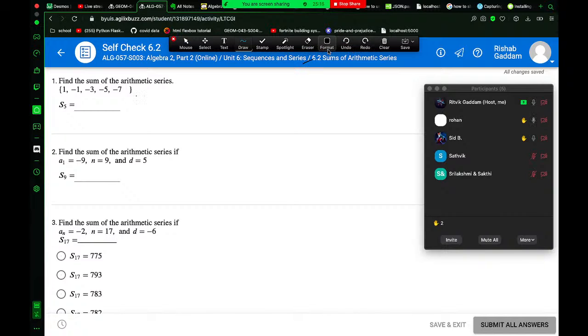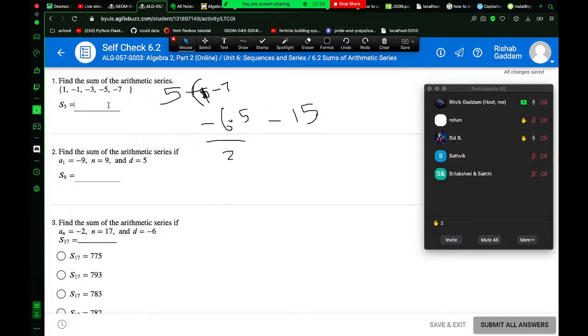Now let's do the first one. First, we take the number of terms, which is 5. And then you need to multiply that by the sum of the first and last numbers. So that's 5 times 1 minus 7, which is -6. So 5 times -6 over 2. It's negative 15. Yeah, good job. Negative 15. I think that's the correct answer.